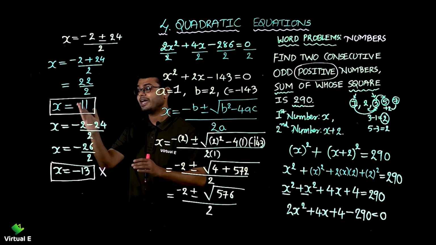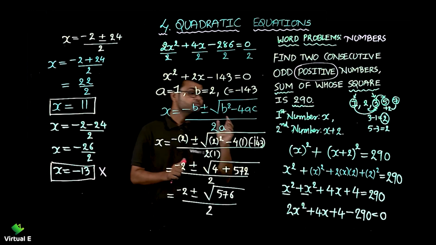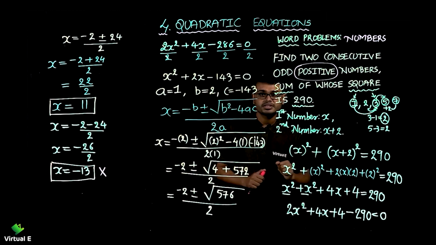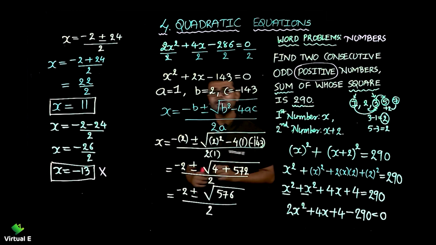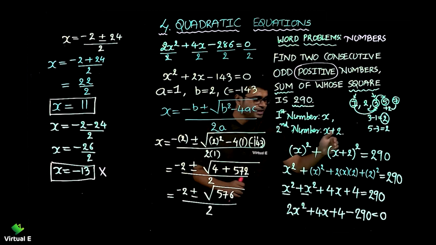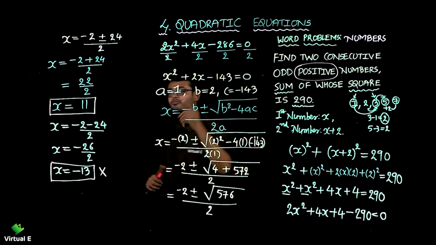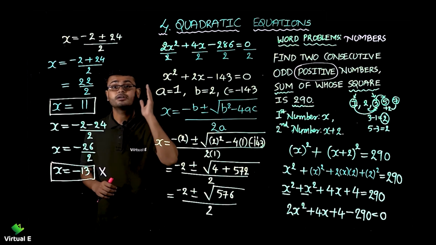Our answer is what? X is equal to 11. Now you must be thinking that there should be two numbers. Yes, so we can find it. We know the value of x. First is 11, second is x plus 2. That will be what? Yes, 11 plus 2, 13.